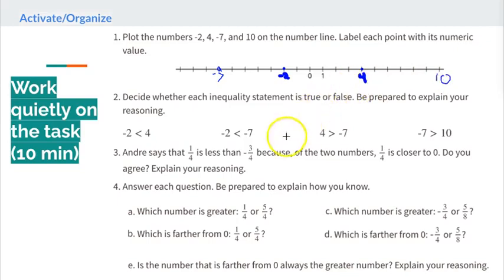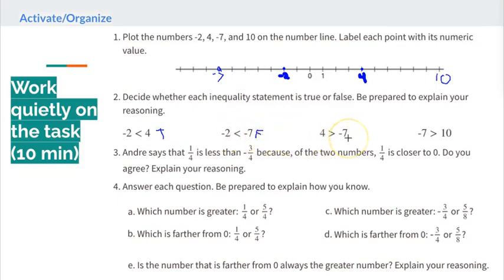Okay, so let's decide which of these are true and false based on this. -2 is less than 4. Yeah, that's true. We can see that because -2 is to the left of 0, while 4 is to the right. What about negative 2 is less than negative 7? Yeah, that is false. Why is it false? Well, here's negative 2, and we have to go to the left of negative 2 to get to negative 7. So that right there proves that it is greater than, and it should be a greater than symbol in here.